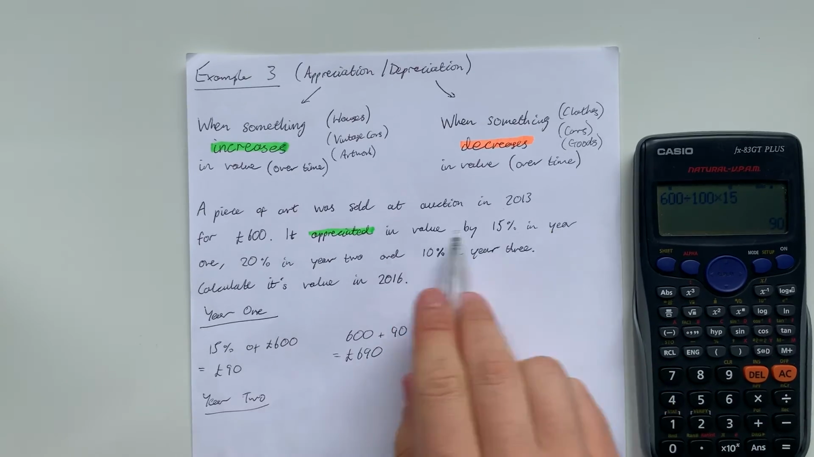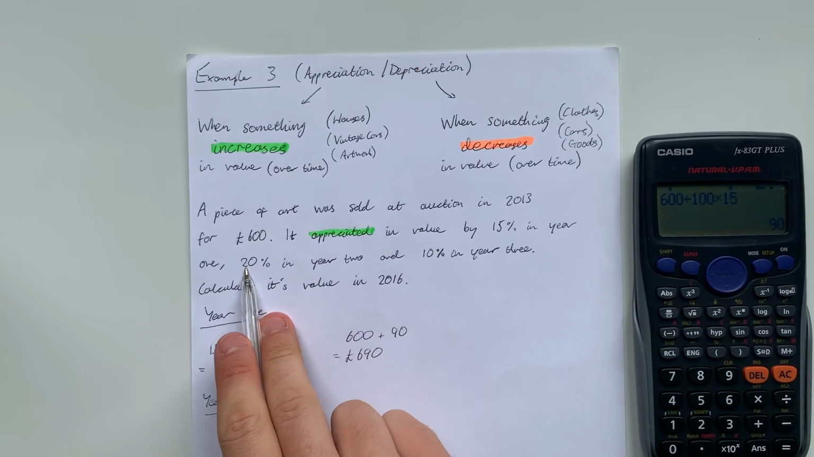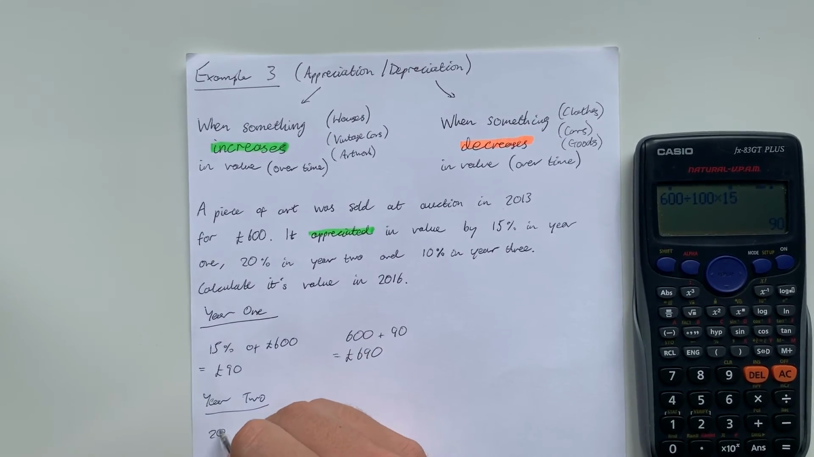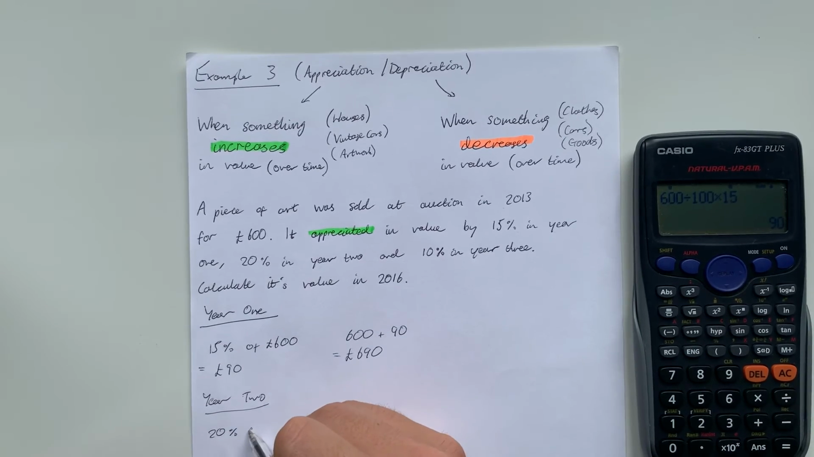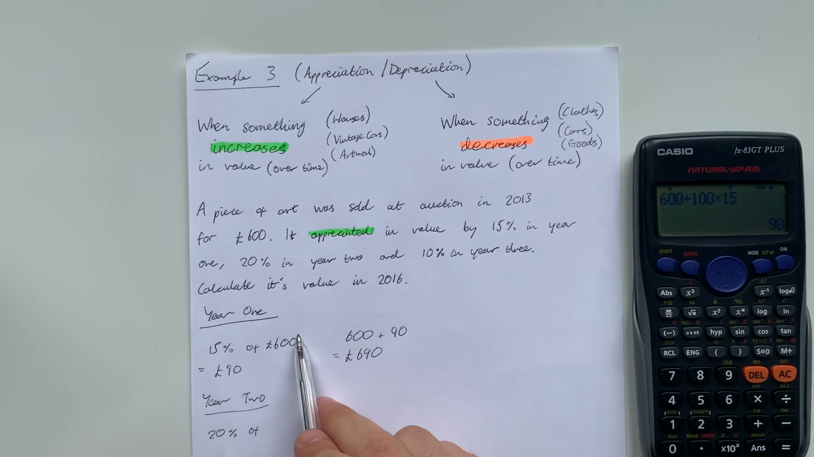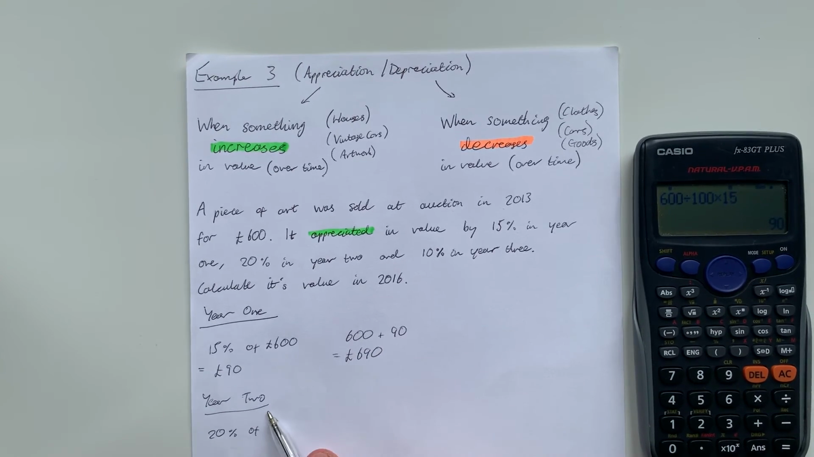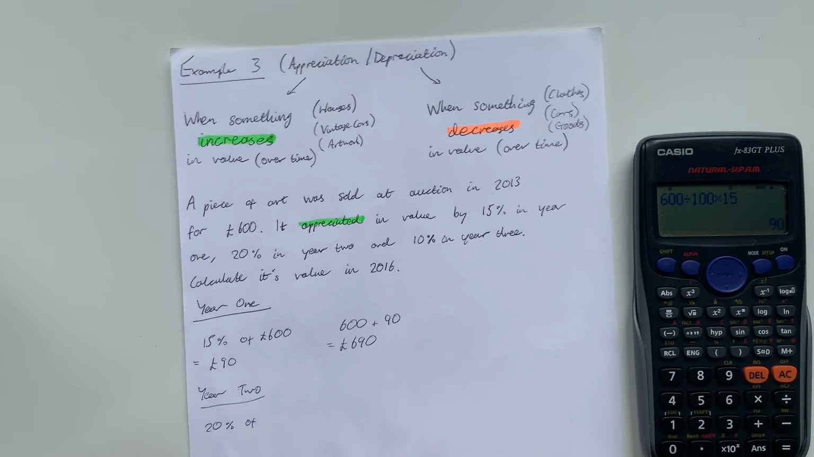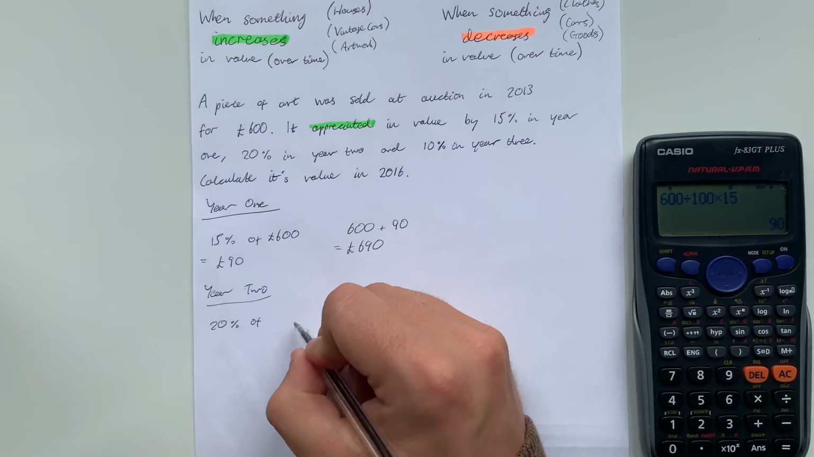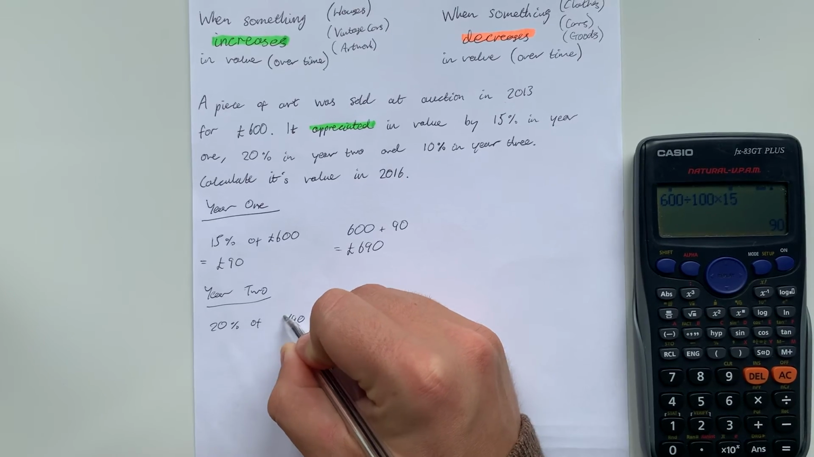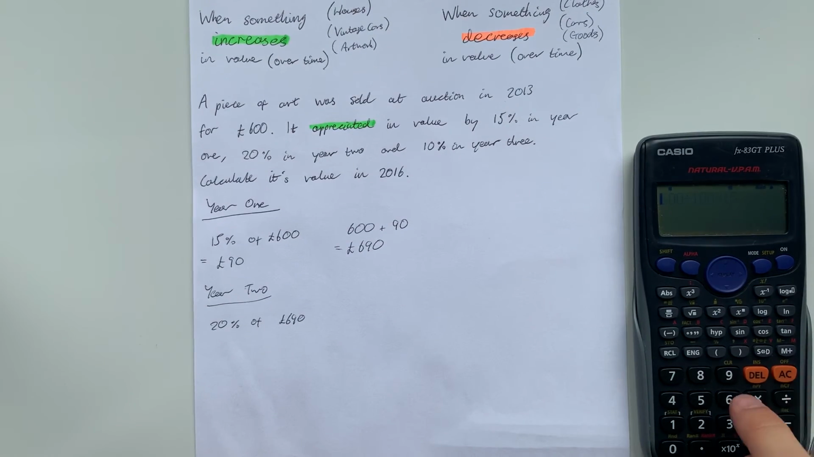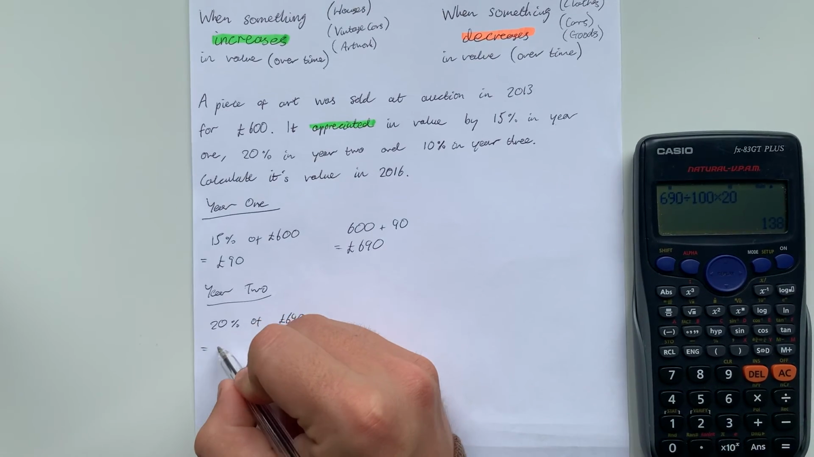Year 2. It then increases by, appreciates by 20%. So let's find 20%. Now, this is a bit you need to be careful. Not of 600, of £690, because that's how much it is at the end of year 1. So for year 2, we need to use the new up-to-date figures. So we need to find 20% of £690. Again, easy to do. Let's take our 690, divide by 100, multiply by 20, which gives me 138.